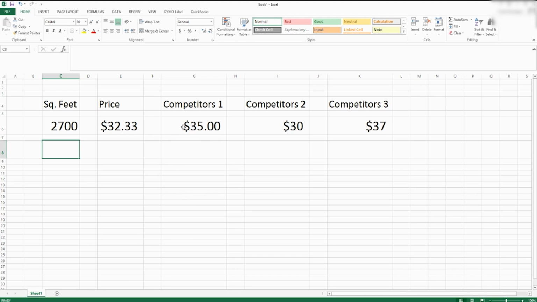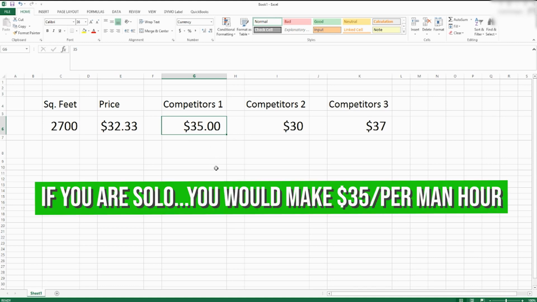And let's say, let's look at competitor number one. He's charging $35, and let's assume that's $35 plus tax. So if you were to mow that lawn and it took you 1 hour, then that would mean that you're making $35 an hour. And that's what you hear in the terms, I'm charging $45 per man hour. I'm charging $30 per man hour. So that's where you would get that number, right?